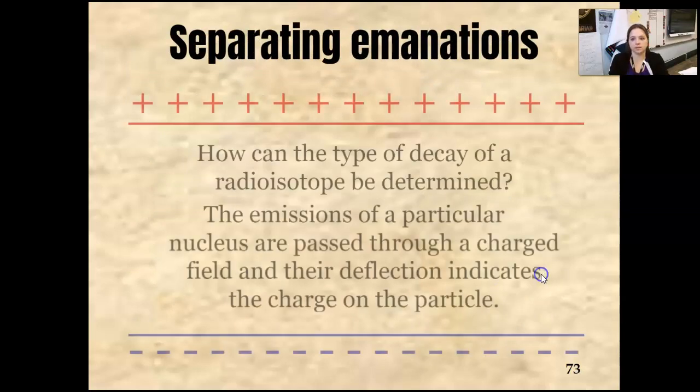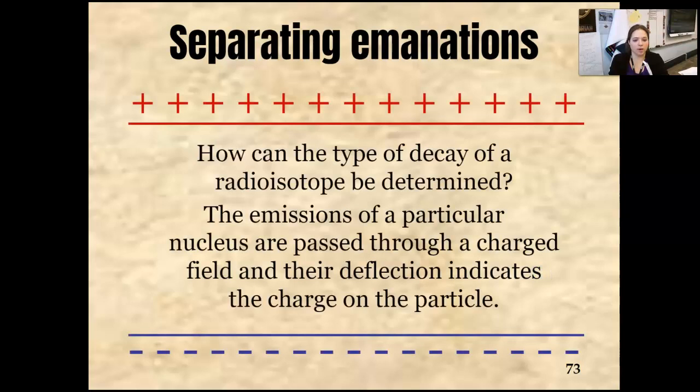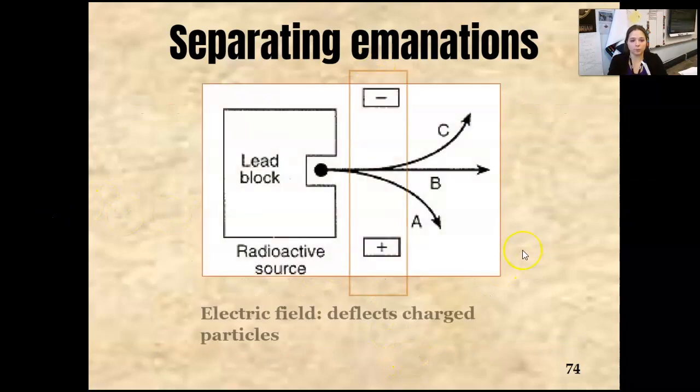Separating emanations. So how can the type of radioisotope be determined? The emissions of a particular nucleus are passed through a charged field, and their deflection indicates the charge on the particle. So how the heck do we know? If there's a positive alpha particle, it'll go through and stick to the negative. If it's an electron or a beta particle, it'll stick up here. Positrons will stick down here. So electric field deflects charged particles. So there's the lead block, it shoots out a particle, and it's going to do one of two things. You got positive this side, negative this side.